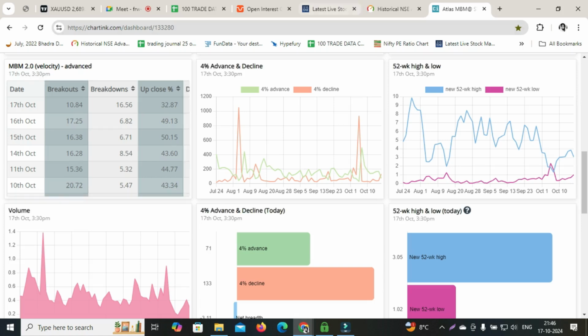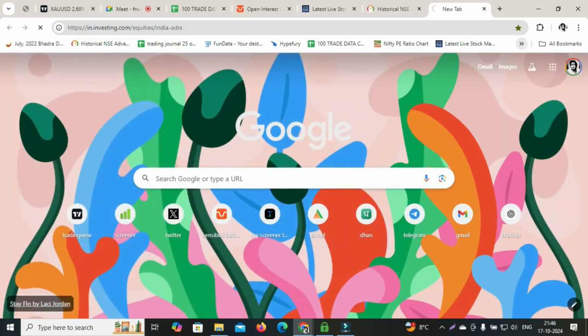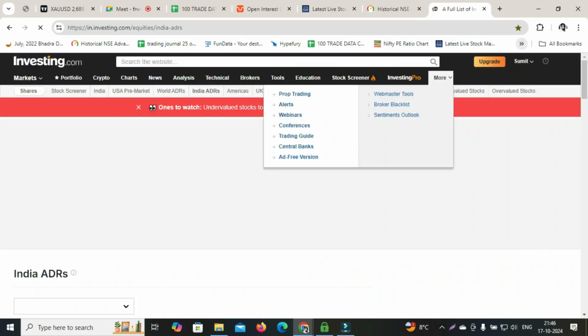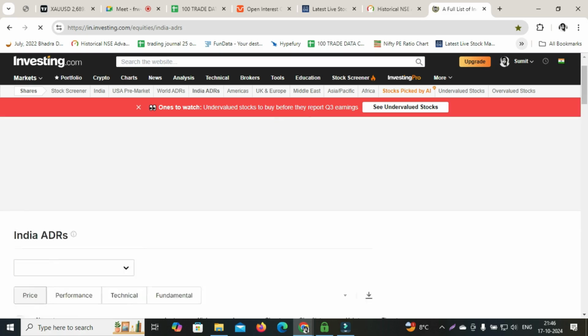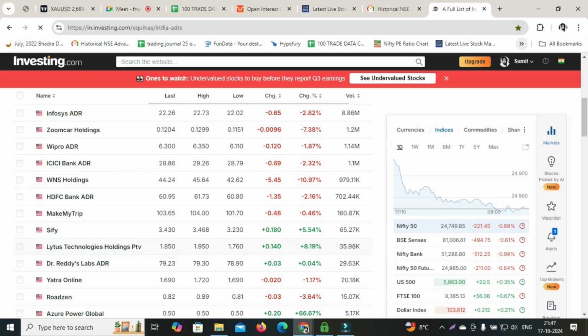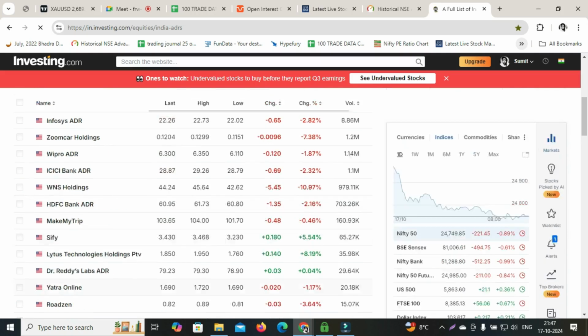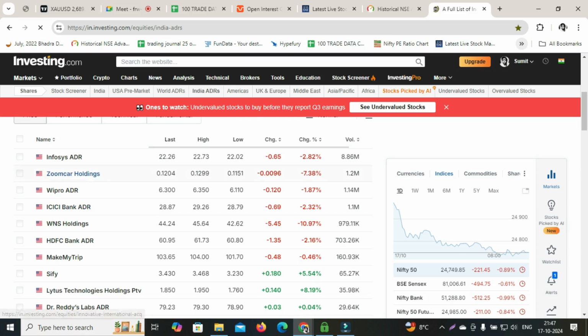Okay, so now let's see the next data point, which is Nifty ADRs. Infy ADR is down minus 2.8, Wipro minus 1.95. So I think IT stocks are breaking down, maybe because the results are not as per expectations. ICICI Bank ADR is also down minus 2, HDFC again minus 2%, and Dr. Reddy's flat, Reliance is up 1%. Okay, so banks and I think IT sector were major laggards today.